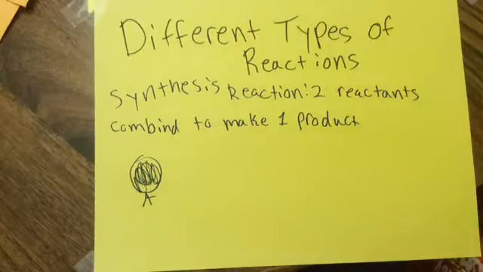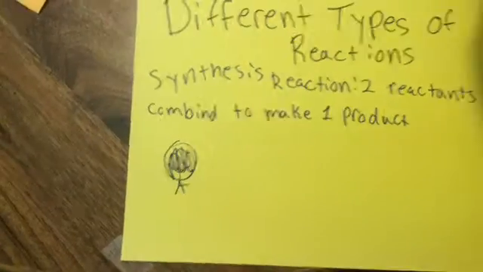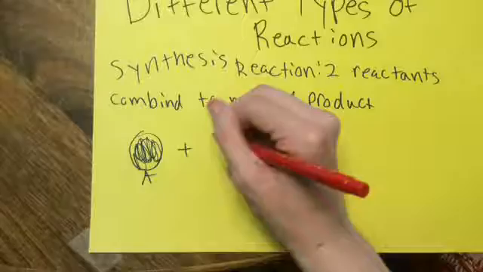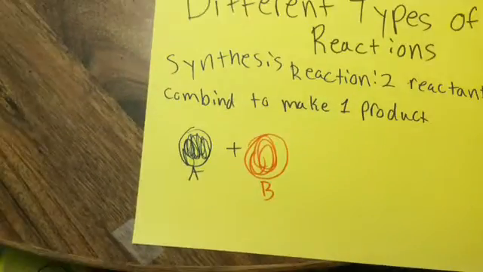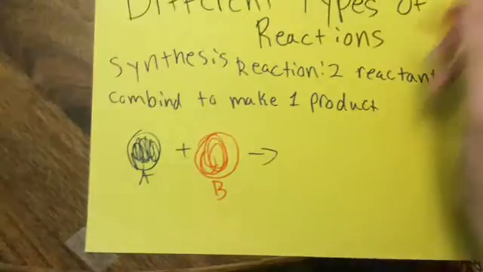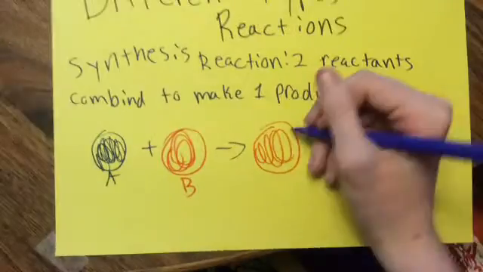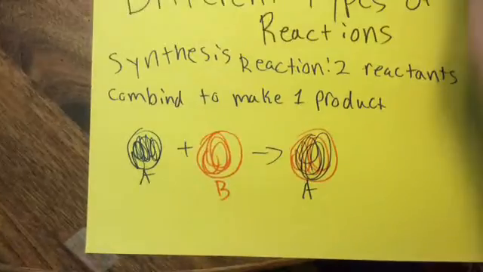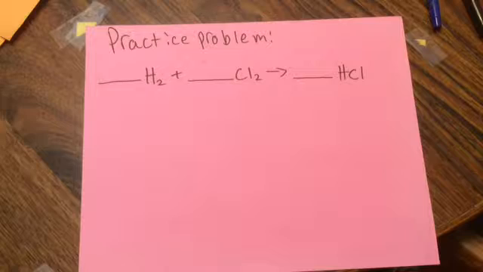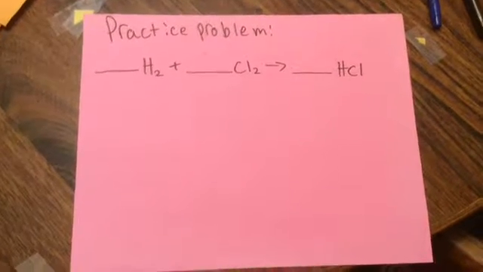So A, find another marker, plus B is made into, or changed into AB. So now I'm going to show you a practice problem.